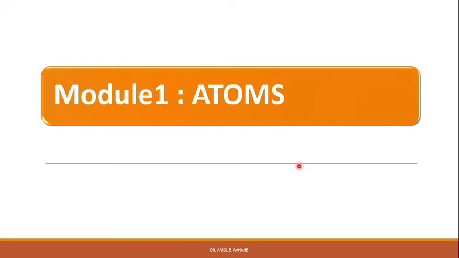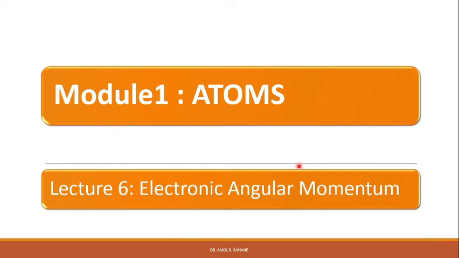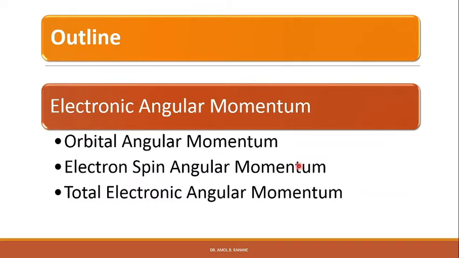In the previous lecture we have studied the core structure of hydrogen atom spectrum. In this lecture, we are going to study the electronic angular momentum and its three types: orbital angular momentum, electron spin angular momentum, and total electronic angular momentum.